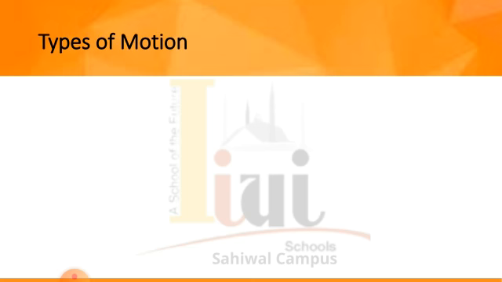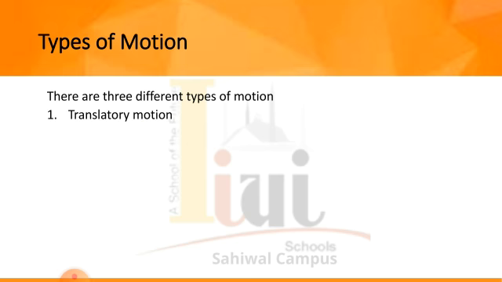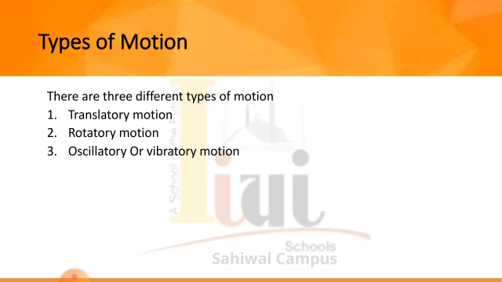So here we have some types of motion. There are three different types of motion. The first one is translatory motion. The second one is rotatory motion, and the third one is oscillatory or vibratory motion. Every change in the position of an object or a body is called motion. Depending on the way in which the position of a body changes, or the way they execute motion, it can be classified into three different types: translatory motion, rotatory motion, and oscillatory or vibratory motion.